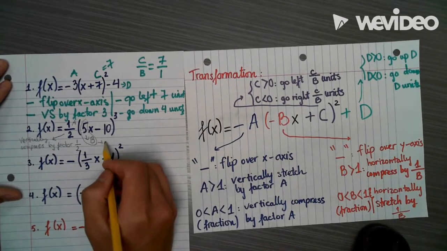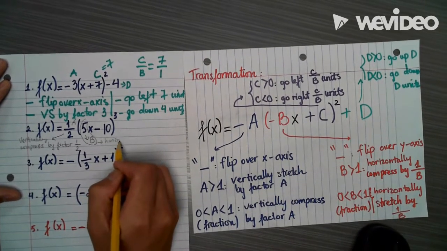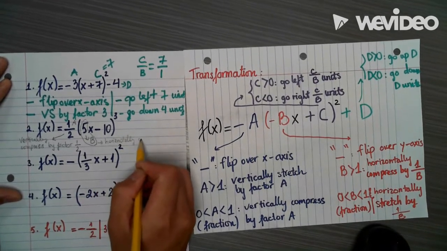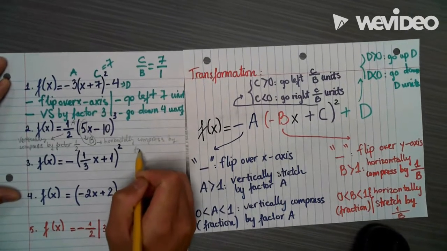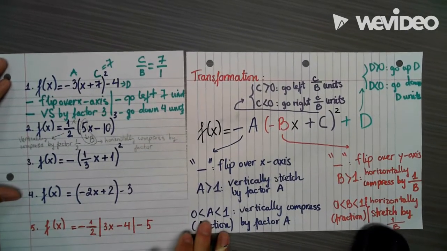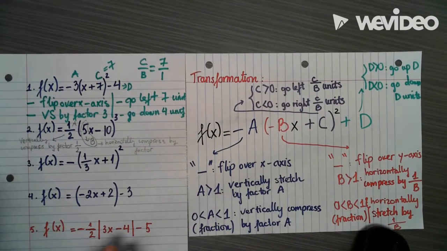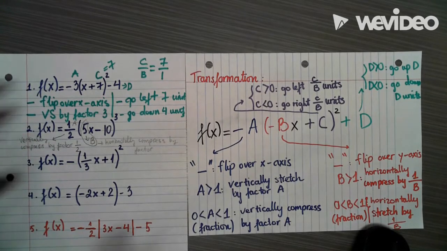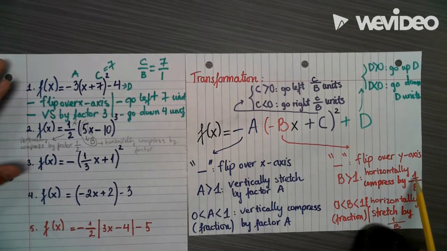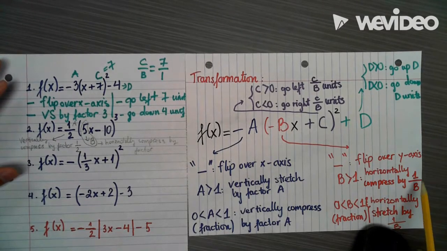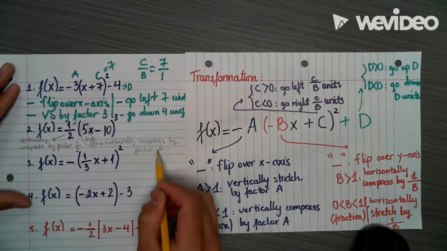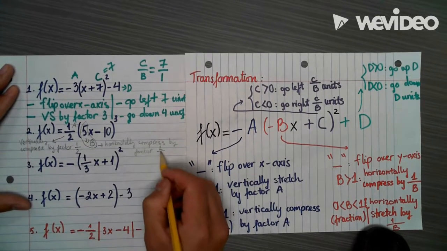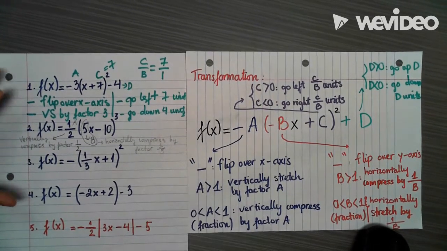Horizontally compressed by factor. Now, I have some students who are so confused about this one. Like I said over here, this is compressed by 1 over B. So you just put it here: 1 over B. My B is 5. So by factor 1 over 5.